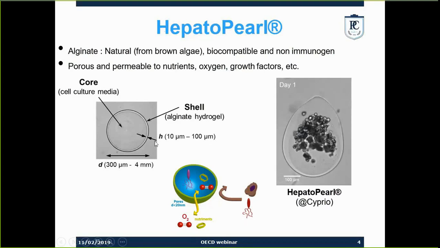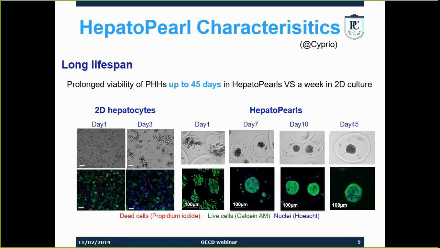So before I show you some examples of application of the hepatopearls, I'm going to detail some characteristics of this model by comparison with the gold standard, primary human hepatocytes cultured in monolayer. First, as you can see on this slide, the hepatopearls are viable for more than 6 weeks, by contrast to the classical 2-day culture onto collagen 1 coating, where most of the cells are dead after 3 days.